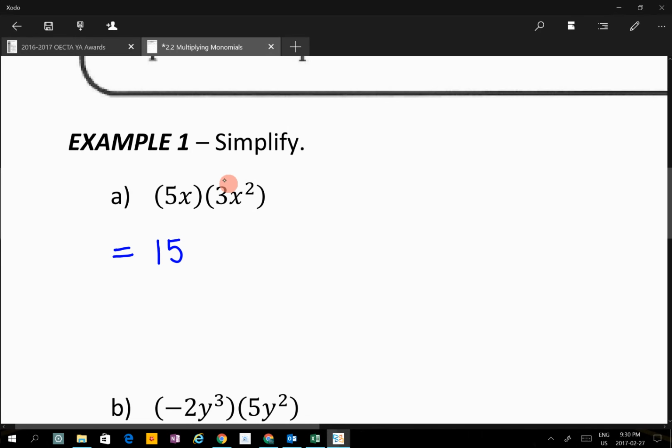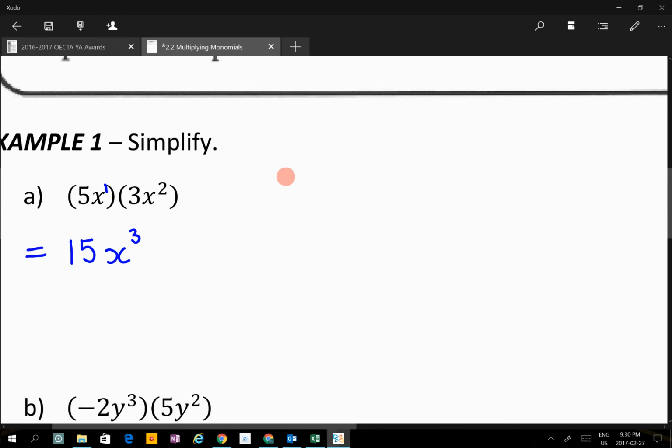So 15. And then multiply the variable. So x times x squared. Remember, there is a variable exponent here of 1. So when I multiply two powers of the same base, I add their exponents. So 1 plus 2 is 3. So x to the exponent 3.